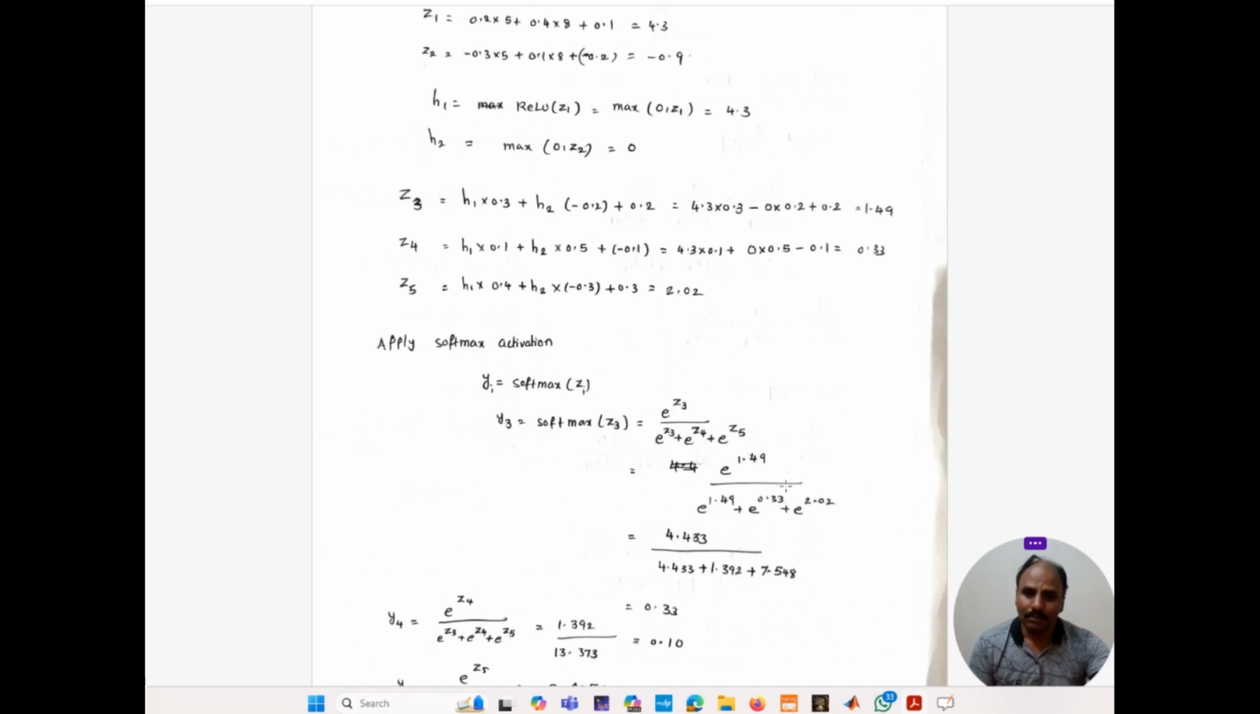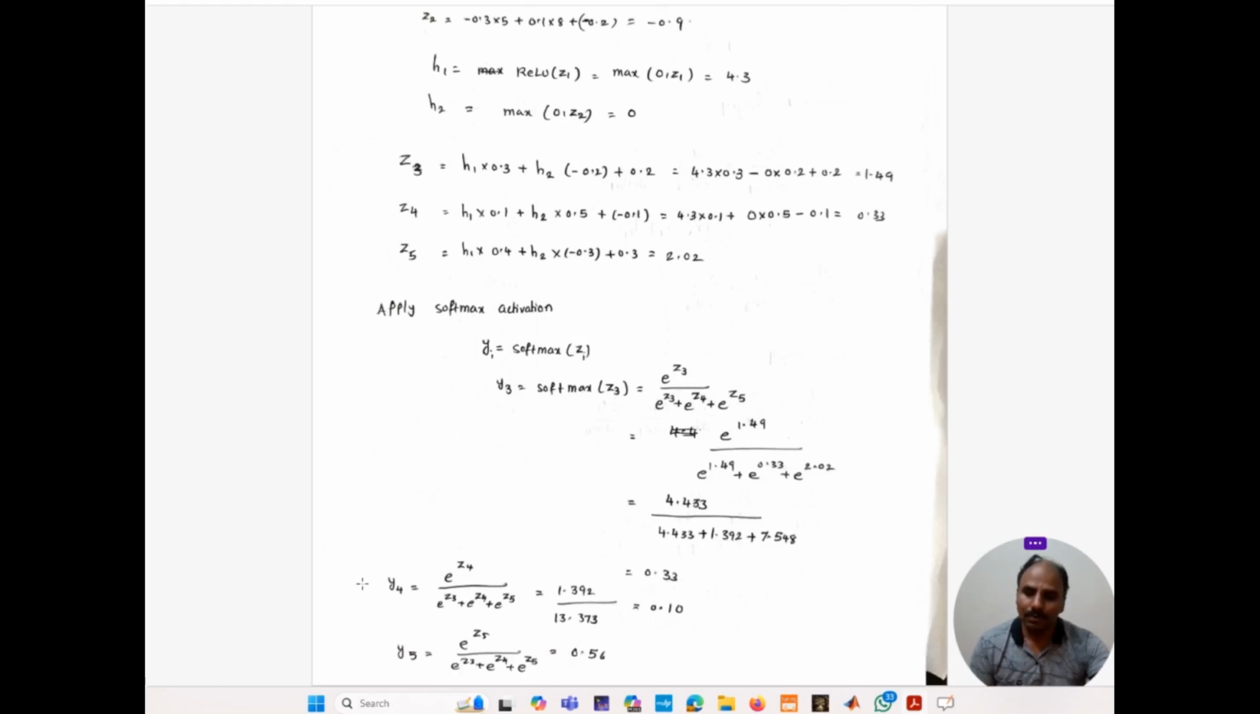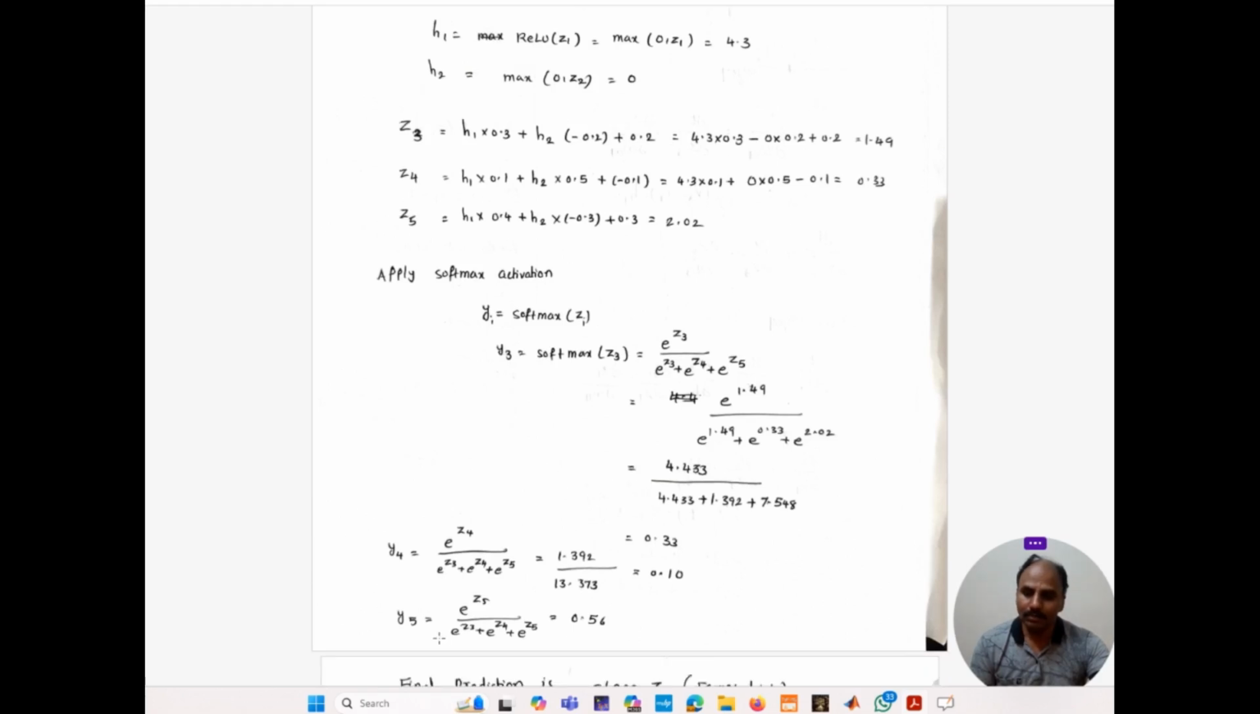If I do it like this, then I get 0.33 for y3, and for y4, e to the power of z4 over the same denominator. The denominator is common for all of y1, y2, y3, y4 and y5. So here I got 0.10, followed by y5, where we have got 0.56. If I convert these into percentages, then 33 percent is obtained for y3, 10 percent for y4 and 56 percent for y5.